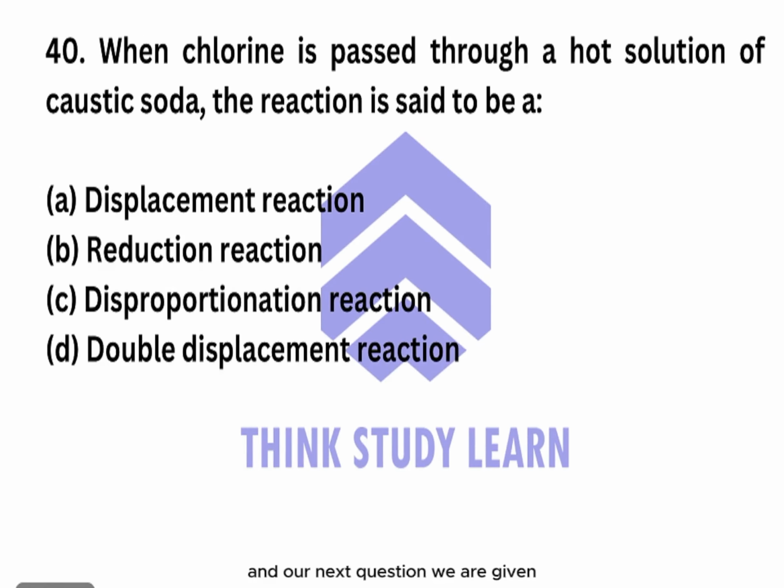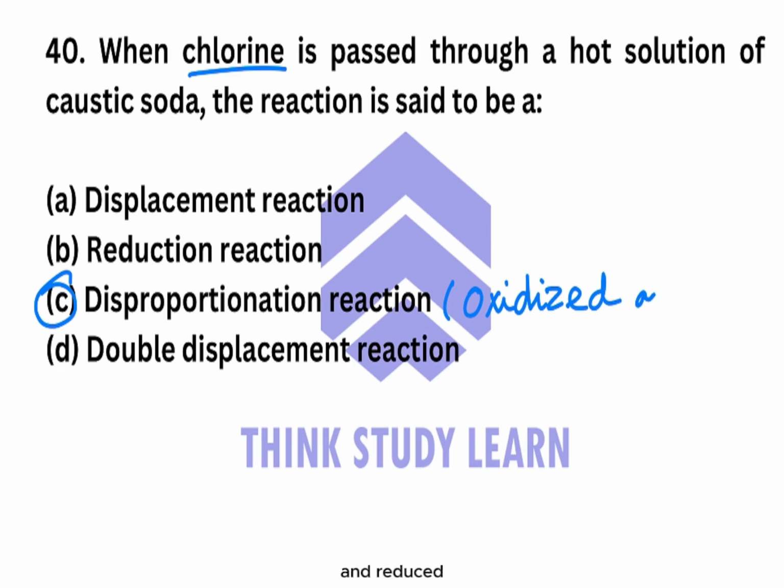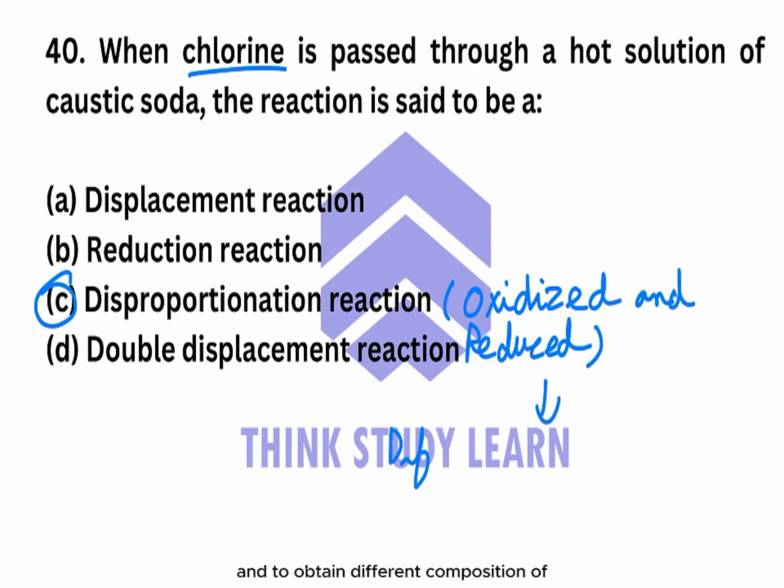In our next question, we are given when chlorine is passed through a hot solution of caustic soda, the reaction is said to be what? This is known as a disproportionation reaction because the same element is both oxidized and reduced. Hence, we obtain different compositions of substances.